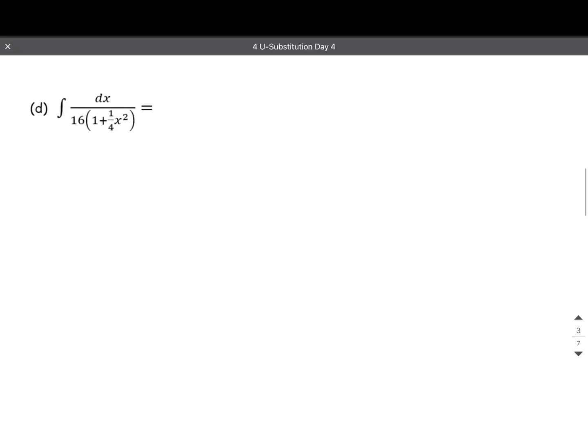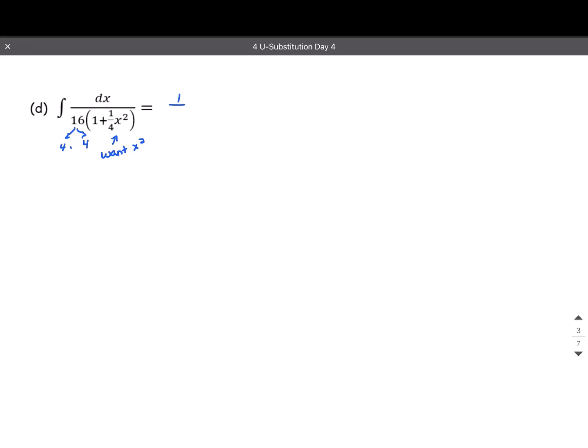Let's try another one. Again, we have an integral of dx over 16 times 1 plus 1/4 x squared. We could distribute the 16, but then that still won't give us an x squared. We want that to be x squared, right? And we have 1/4, so we need to multiply by 4. Well, there is a 4 hiding inside a 16, right? 16 is 4 times 4.